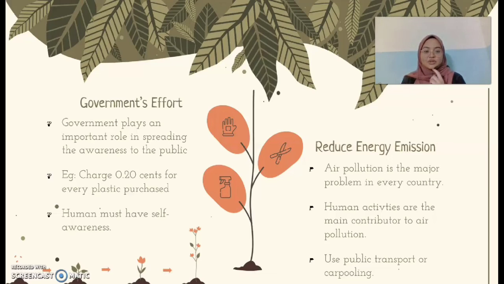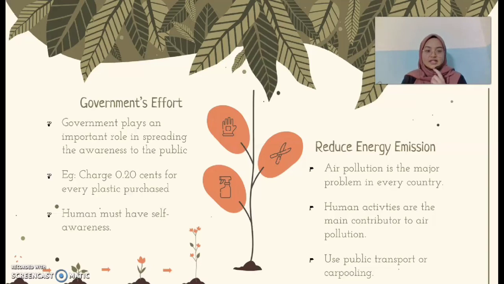Planting trees is one of the ways that an individual can preserve the environment. Another effective way of preserving the environment is to reduce the amount of emissions in the air. Air pollution is the main problem that occurs in almost every country, especially in China, Indonesia and also India. We hear about this news almost every year.